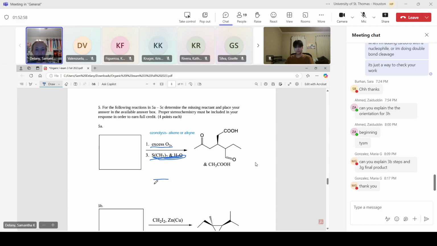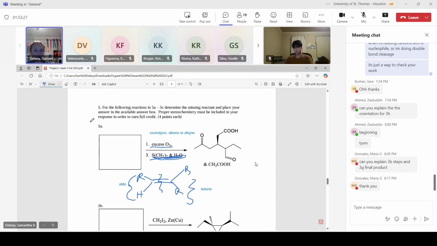I know that when I cleave an alkene, depending on the substituents that I have, like if I have two R group substituents on one side versus only one R group substituent on the other side, I'm going to end up with a ketone and an aldehyde. So the aldehyde is going to come from the side with only one substituent, and the ketone is going to come from the side with two.